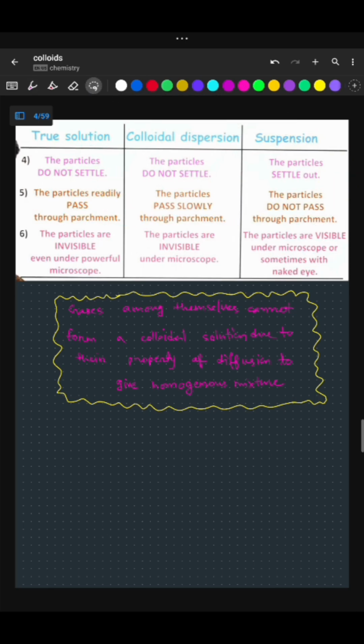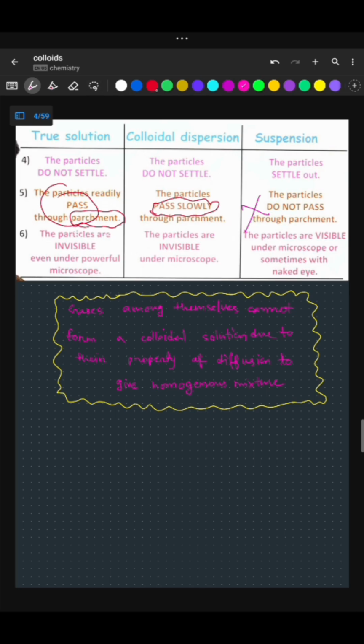And the fifth point is whether the particles readily pass through parchment. Parchment is a semi-permeable membrane where the solvent can pass through, but it basically does not let the particles pass through. It only lets the solvent pass through. But in true solution, due to having small sized particles, they can pass. In colloidal solution it passes, but slowly, because the size gets bigger. And in suspension solution, it totally does not pass. It blocks the whole solution because the particle sizes, as I've said before, are huge.